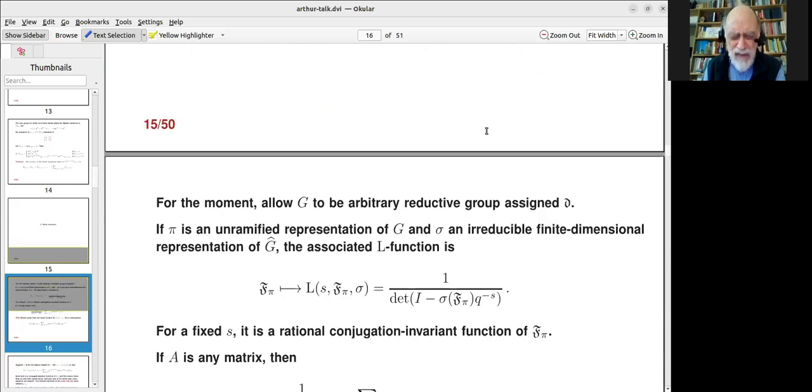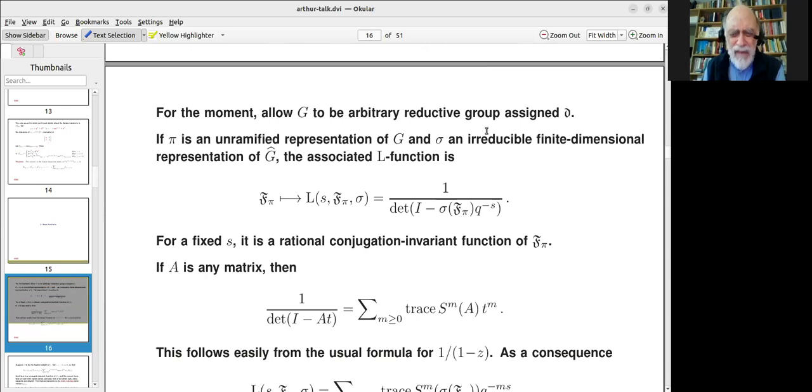So what is the basic function? Well, for the moment, don't work just with GL2, but allow G to be an arbitrary reductive group, assigned something like the determinant map. If pi is an unramified representation of G and sigma is an irreducible finite dimensional representation of the L group, the associated L function is as I wrote down below there. So that's very simple. It's a function of s.